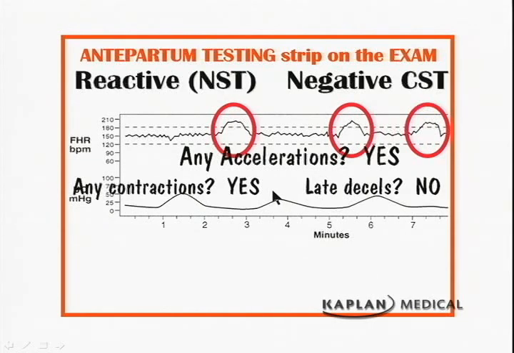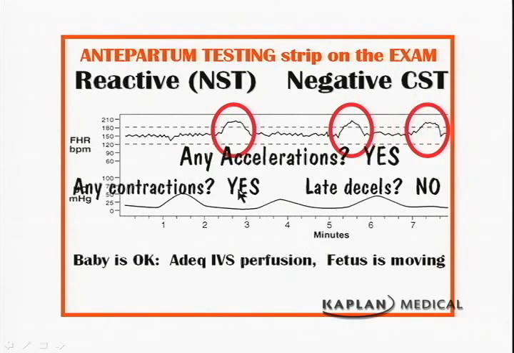How do you evaluate this baby? This baby is okay for 2 reasons. 1, you know there is adequate intravillous space flow, and 2, the fetus is moving. This baby's doing well.